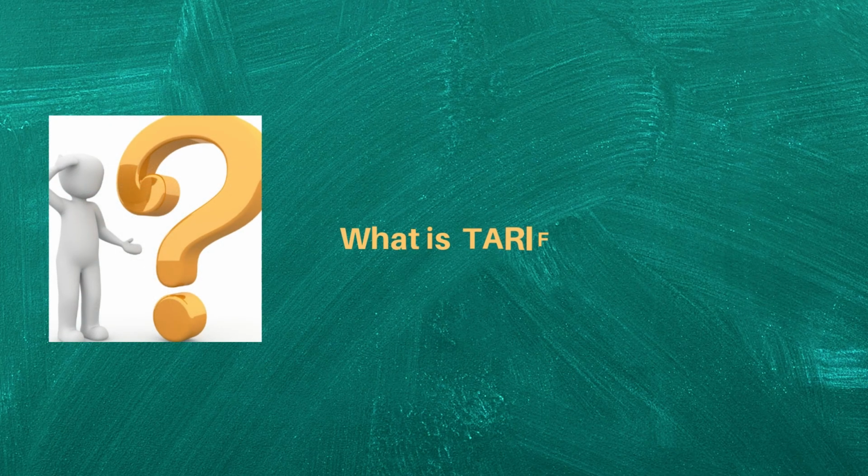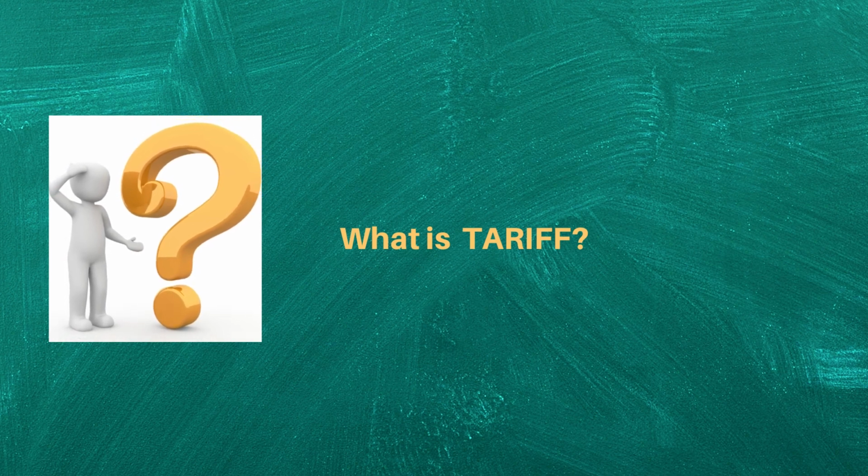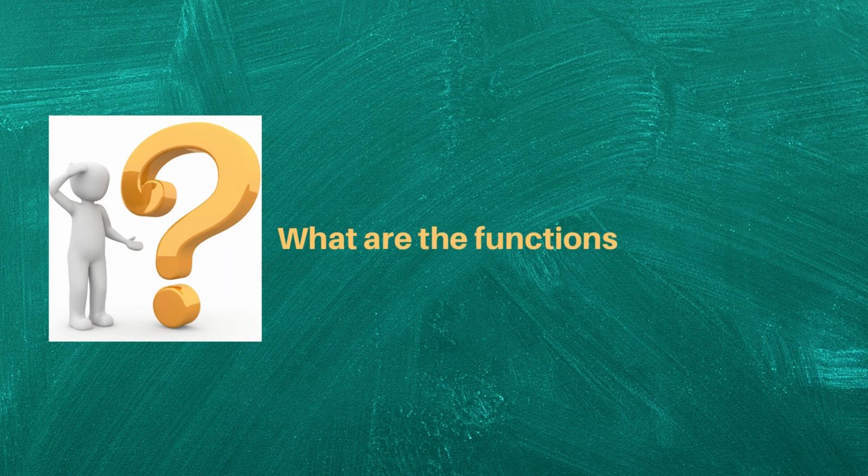Now, what is tariff? One barrier to international trade is called tariff. It is defined as a tax that is imposed by the government on imported or exported goods. They are also known as customs duties. Tariffs are taxes levied on goods entering or exiting a country and have consequences for both domestic consumers and producers.